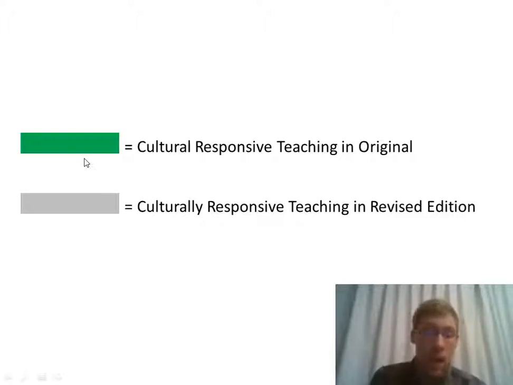So here's the lesson plan that I created. When you see it, the green highlights are what was originally in the lesson that I found to be culturally responsive teaching, and the gray highlights are stuff that I've added that I think needs to be incorporated into the lesson. So let's go ahead and look at it.